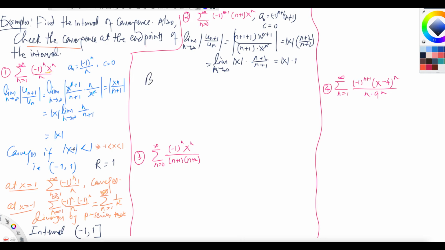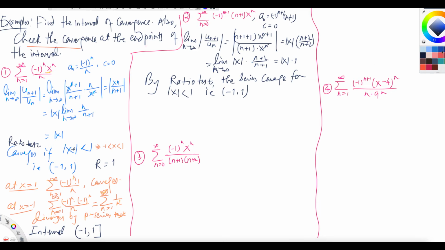Now by the ratio test, here also the ratio test, the series converges for the absolute value of x less than 1, that is, negative 1 to 1. Now we want to check the convergence at negative 1 and positive 1. Okay guys, so let us check that.